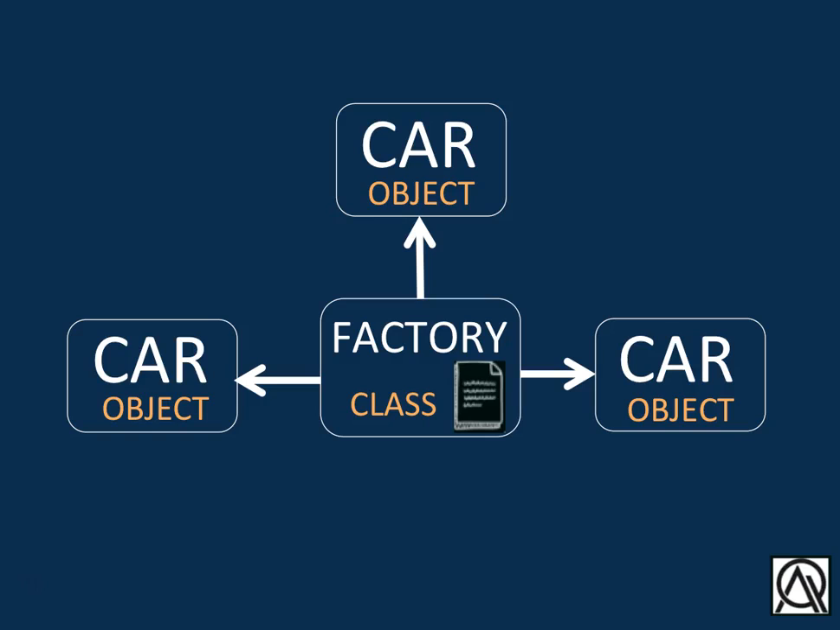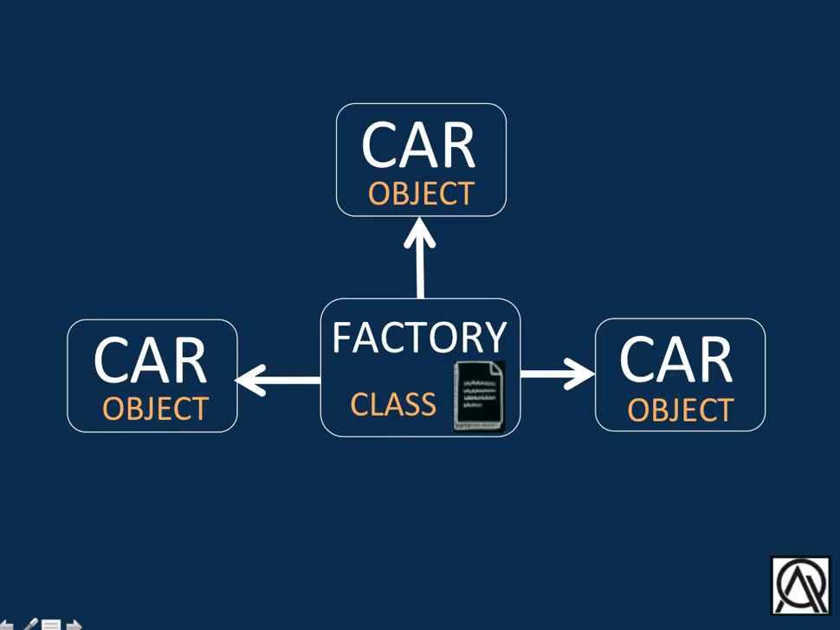Suppose that we have a factory and this factory produces cars. In order to produce a car, we need to have characteristics or properties for each car. So the factory contains the characteristics and properties of the cars. For instance, the color of the car, the model, and other information. So in this case, the factory is the class, and each car will be an object.